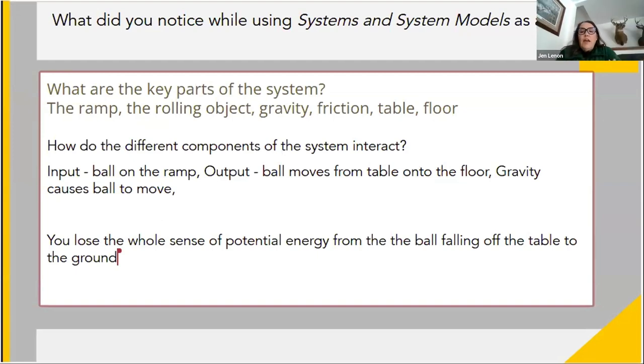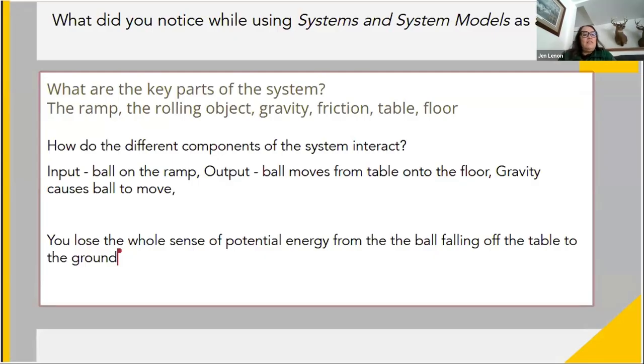Okay, I can do that. So you can see the key parts of the system. We put the ramp, the rolling object, gravity, friction, table, floor, and then we talked about input and output, like the ball on the ramp is the input, the output, the ball moves from the table onto the floor. We were starting to explore gravity causes, which is another CCC. We probably shouldn't have gone there, but gravity causes the ball to move.